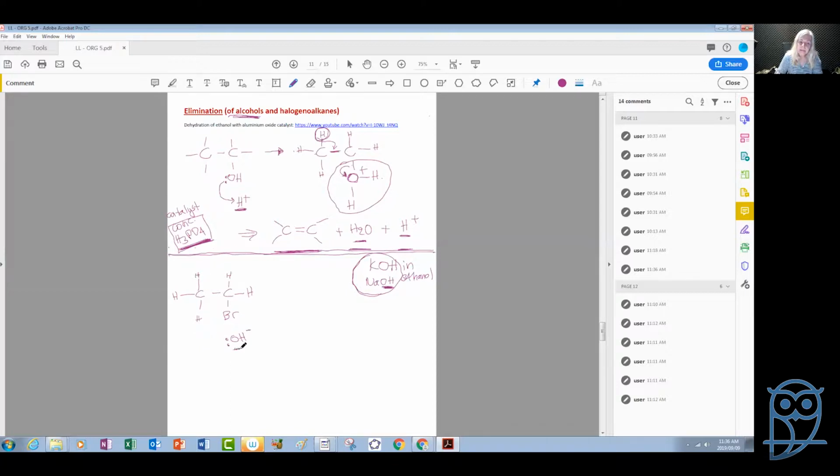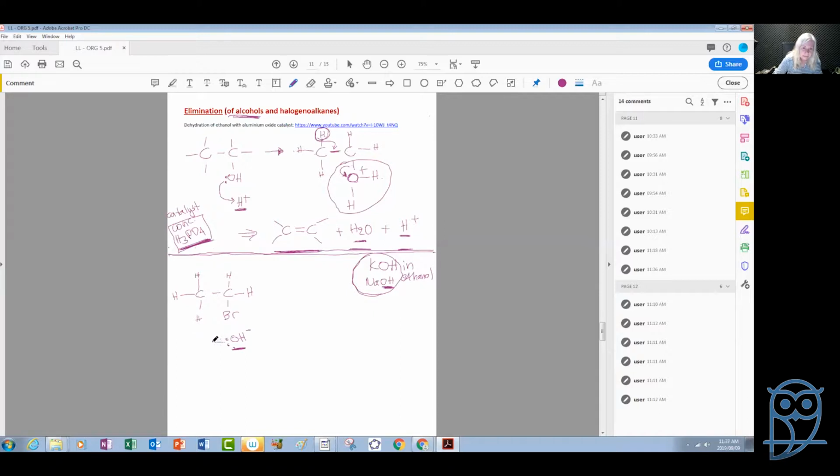It is this hydroxide that will cause the elimination. What happens now is that the hydroxide ion acts as a base, and by acting as a base it removes the proton from the carbon atom next to the carbon that is connected with a halogen, with a bromine in this case.